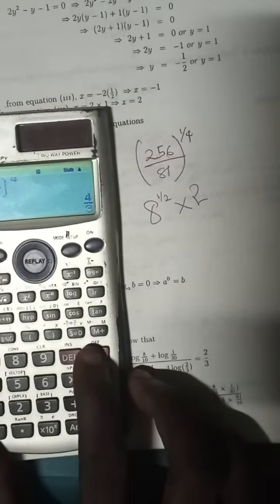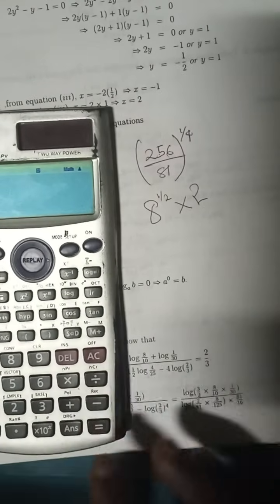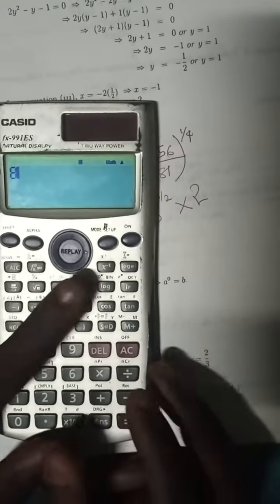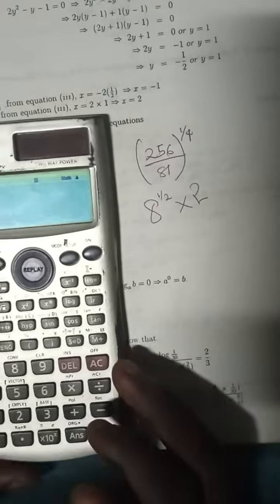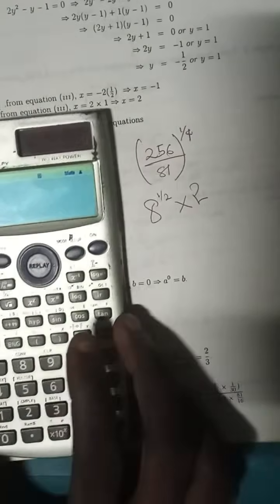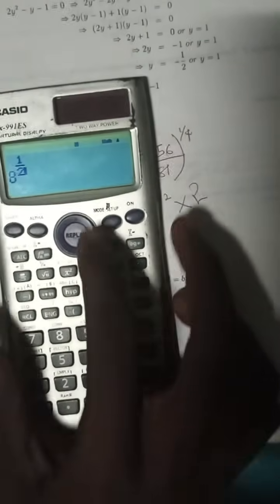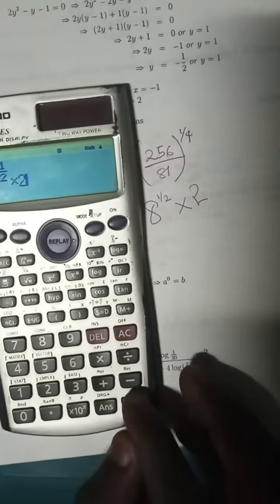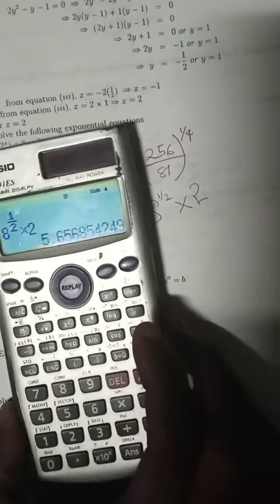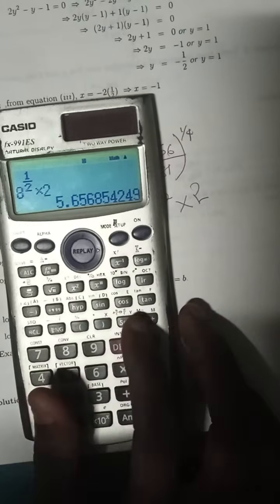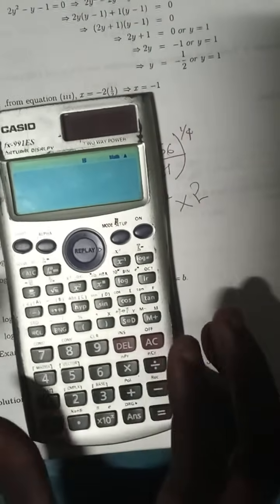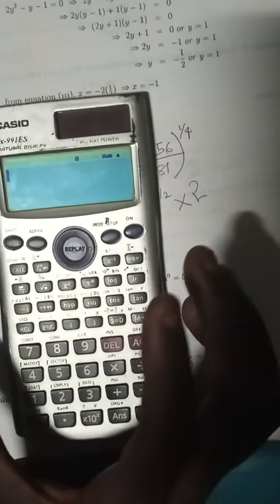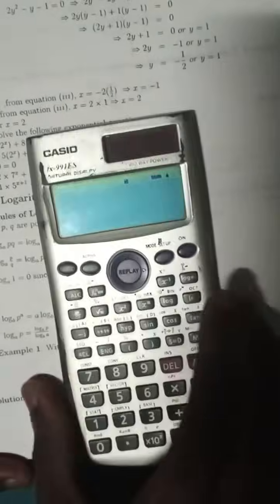All right, so let's do the last one under indices. So we have 8 raised to the power of 1/2, then up to the down level, multiplication sign, then 2. Alright, you can see the answer right here. So that is how you can do your indices. You don't need any extra cheats on that. Just input your values directly and you get your answer.